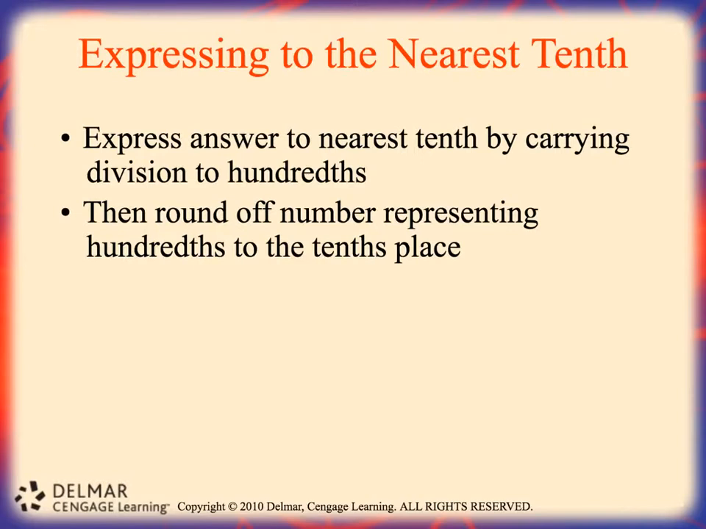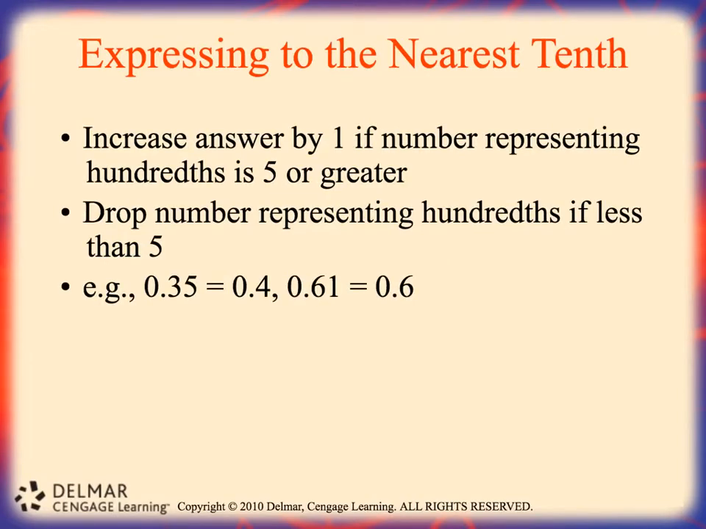Let's see if we've got an example. Our rule of rounding is that we're going to increase the answer by 1 if the number representing hundredths is 5 or greater. If it's less than 5, then we will go down 1. So here's an example. We've come up with the answer of 0.35. We have to round it to the nearest tenths. 5 means we're going to round up, so we drop the 5 and we increase the 3 to a 4 and come up with 0.4. This is rounding to the tenth.